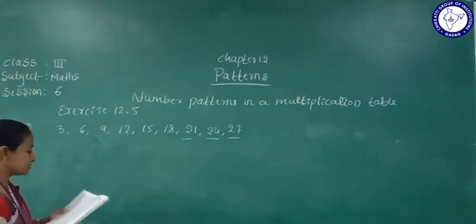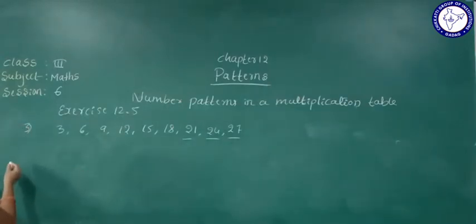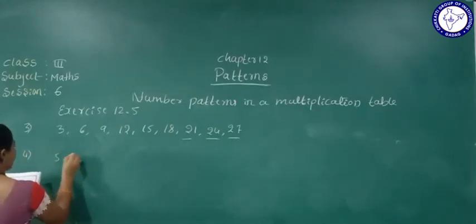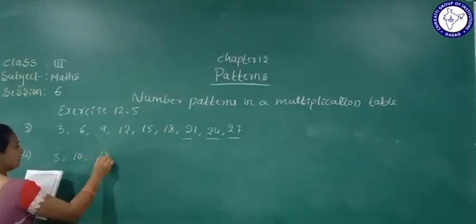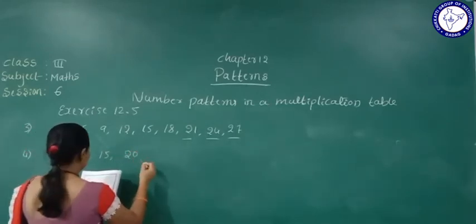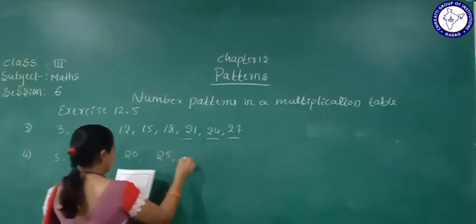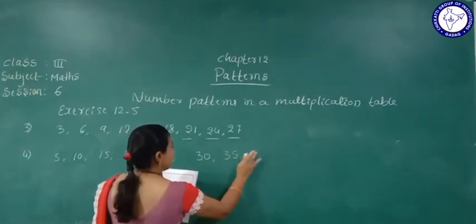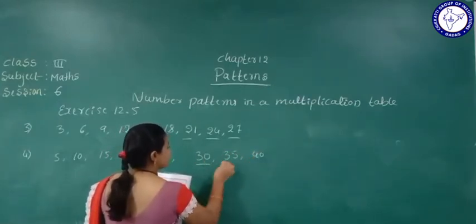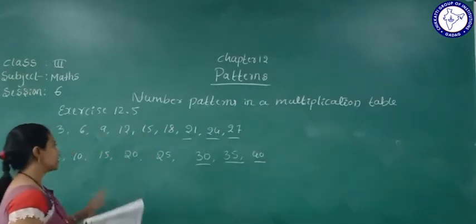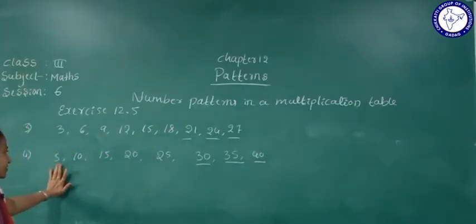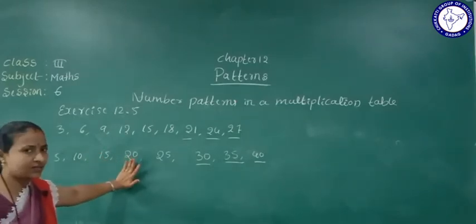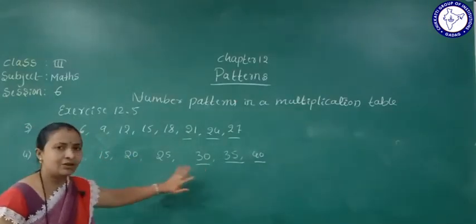Okay, yes. So next, that is the fourth one: 5, 10, 15, 20, 25, 30, 35, 40. Yes, we can see this table. Which table is this? 5. Yes, 5 ones are 5, 5 twos are 10, 5 threes are 15, 5 fours are 20. Yes, so this is the table of 5.